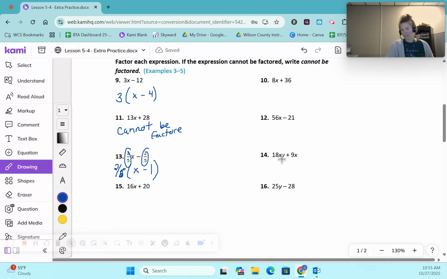Number 14 is similar to one we looked at earlier, where we've got the x and y with 18, but the 9 only has x. So 9 goes into both of those, so that will be factored out. The x is on both, so that will be factored out. And when we do our division by 9x, 18xy divided by 9x gives us 2y, since the x's cancel out. And then 9x divided by 9x is 1. So that is what is left.